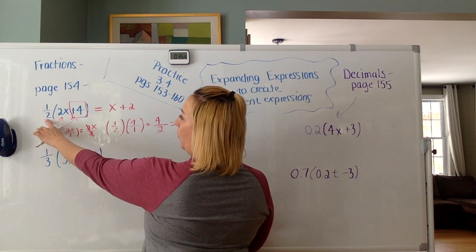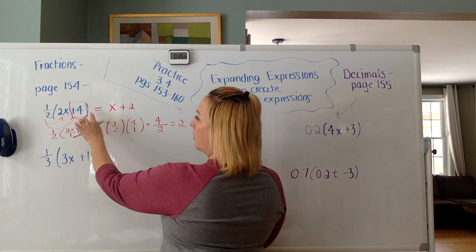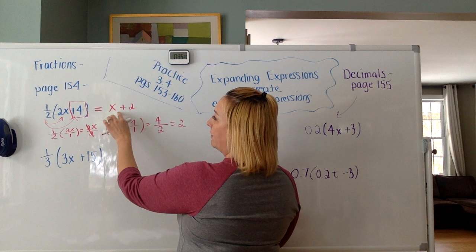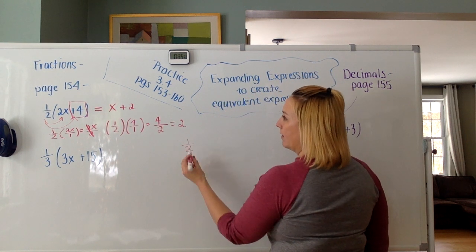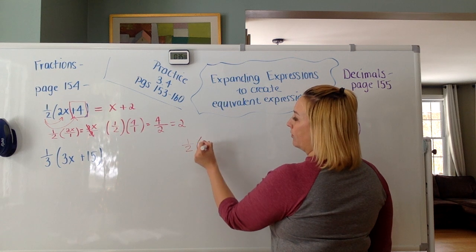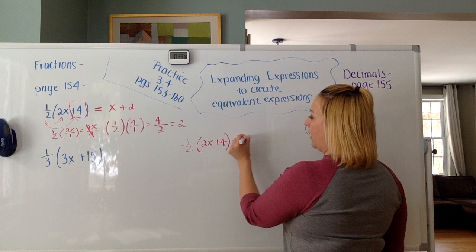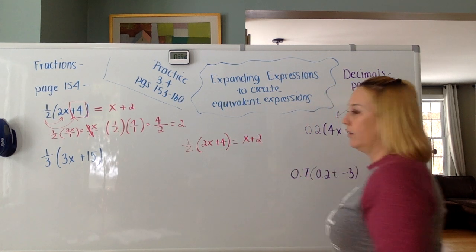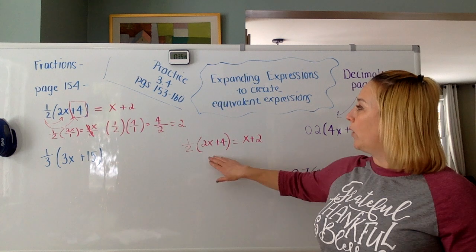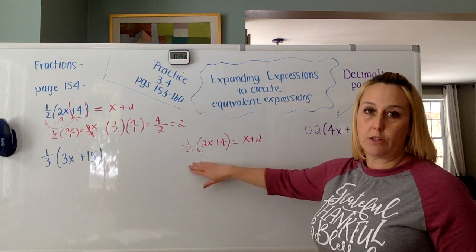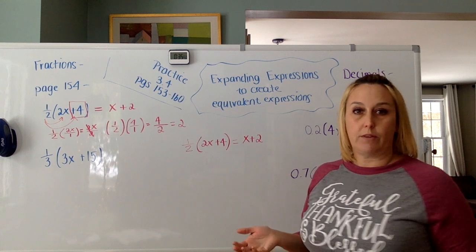So again, 1/2 with parentheses of 2x plus 4 is equivalent to x plus 2. If I wanted to write that out, 1/2 (2x plus 4) is equivalent to x plus 2. We've got that right here. So what we're doing is expanding expressions. We're using the distributive property simply to make an equivalent expression.